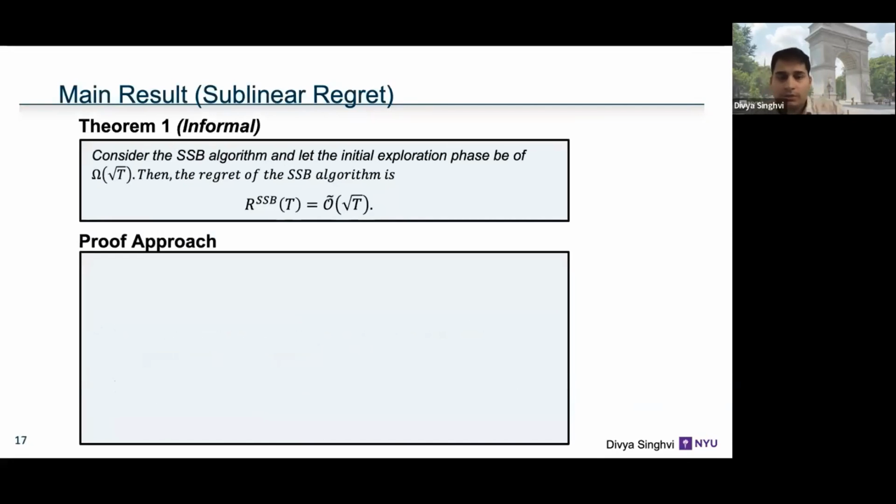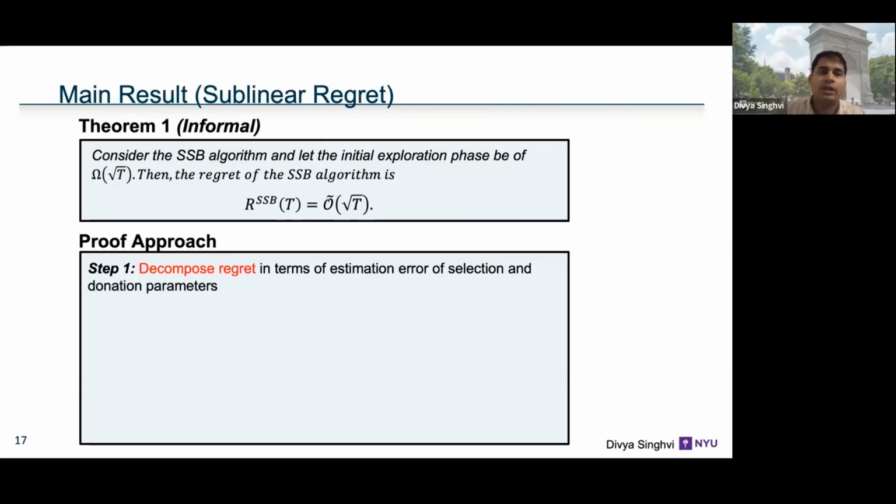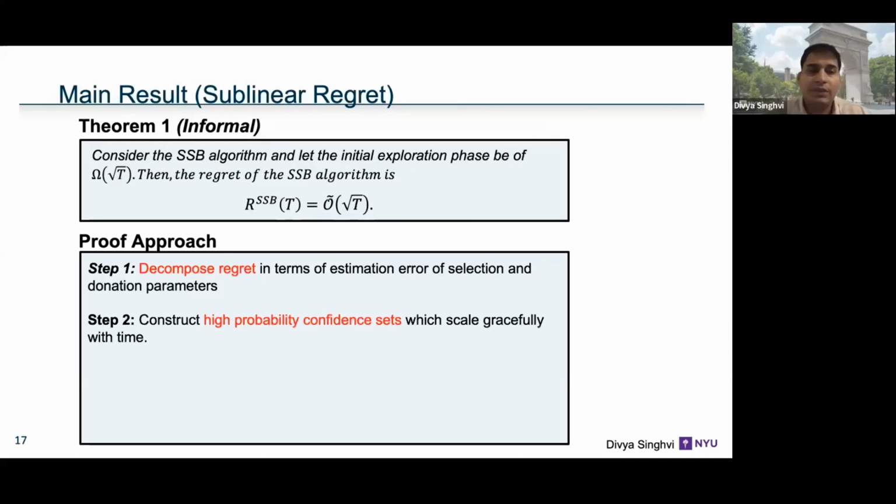Okay, so now I've described the assumptions. Let me also briefly talk about the proof approach that we have. And the proof again is split in multiple steps. The first step is to decompose regret in terms of estimation error of both the sets of parameters, the selection as well as donation parameters. Then in step 2, we construct these high confidence sets, which are ellipsoidal uncertainty sets.